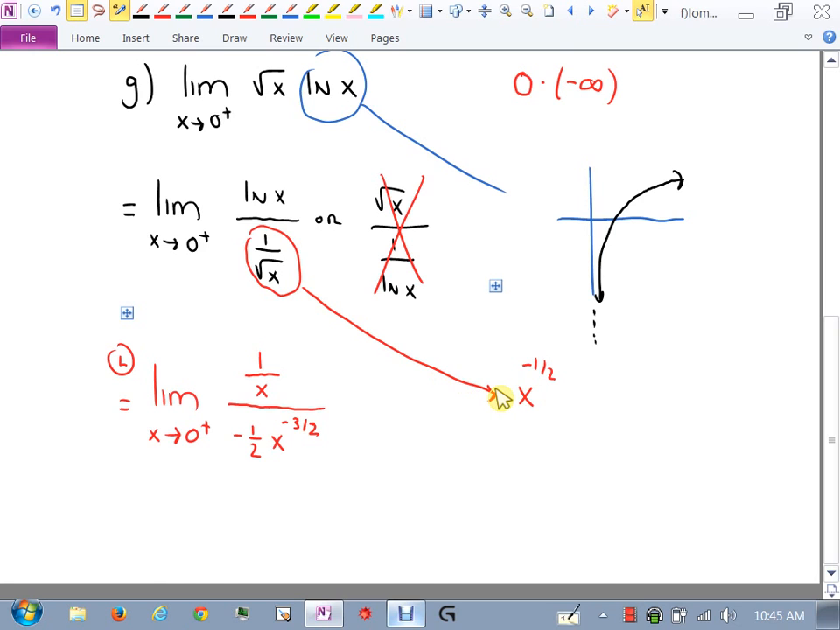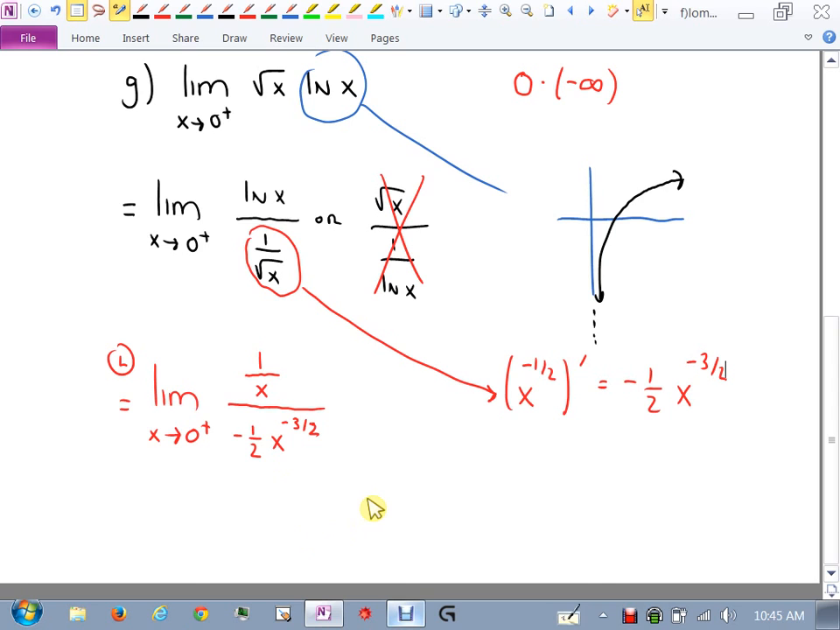Yay, nay? Yes? Okay, what's the derivative of that? Power rule. Negative 1/2 comes out. X to the, take 1 away from a negative half. Negative 1/2 take away 1 is negative 3/2. Do y'all see where I'm getting this from?